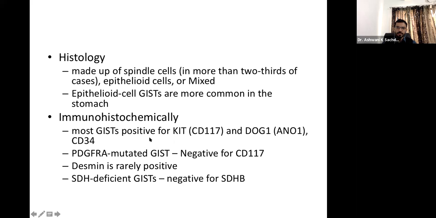Immunohistochemically, they are more likely to be positive for CD117 or KIT and DOG1 proteins, and they are also positive for CD34 marker. PDGFR mutated GIST are usually negative for CD117. Desmin is rarely positive, and SDH deficient GIST will be negative for SDHB. The SDHB subunit is usually taken as the marker.